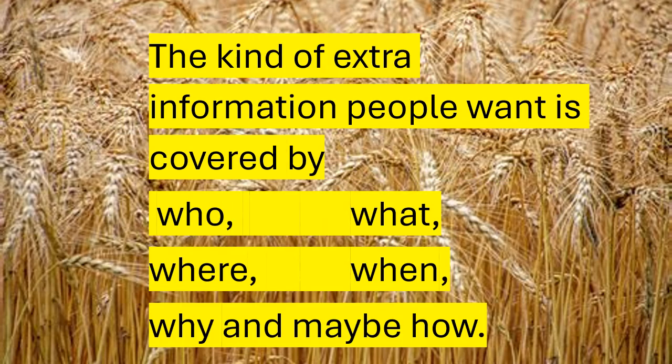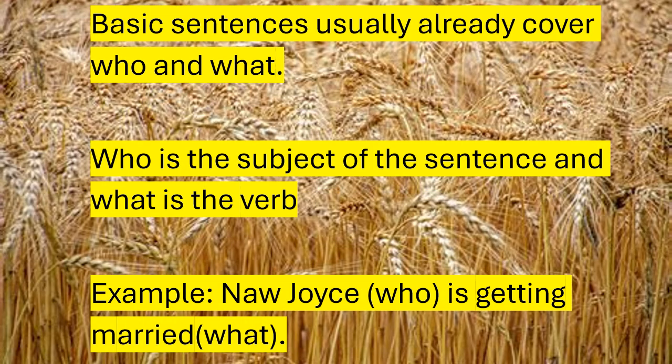The kind of extra information people want is covered by who, what, where, when, why, and maybe how. Basic sentences usually already cover who and what. Who is the subject of the sentence and what is the verb. So, for example, Norah Joyce, who, is getting married, what.